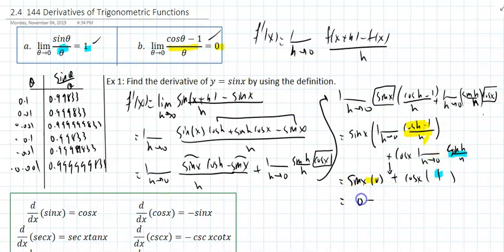And I'll get 0 plus the cosine of x, which is the cosine of x. So, bottom line, if y equals sine of x, the derivative of that is the cosine of x. Now, I would not ask you to do anything like sine or cosine using the definition. I will ask you to find the derivative using the definition, like 2.1, 2.2, right? But nothing like this sine or cosine.